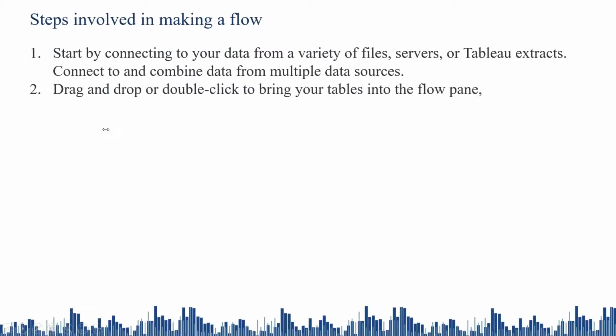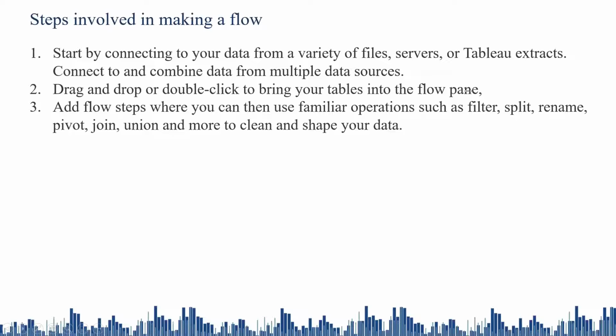Next, add a flow step. In the flow step we have a variety of options. One is clean; filter, split, and rename all come under the clean step. Pivot is modifying the data structure, and we will look into the pivot step in detail. Next, join and union, which we all might be aware of. We will see in detail what features clean and shape our data while making the flow.